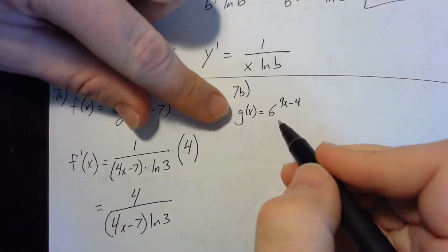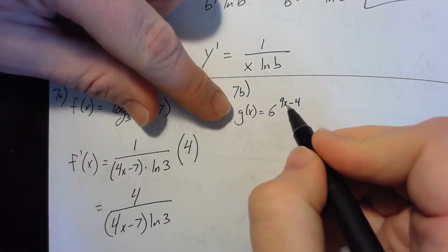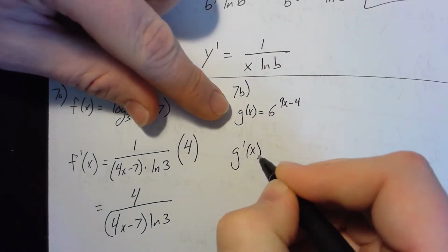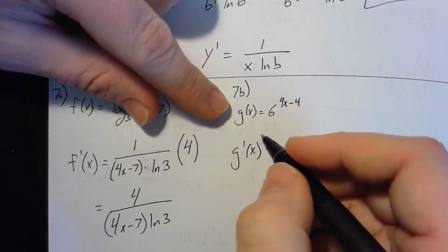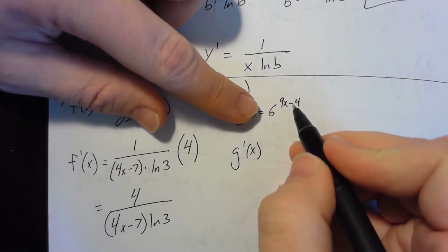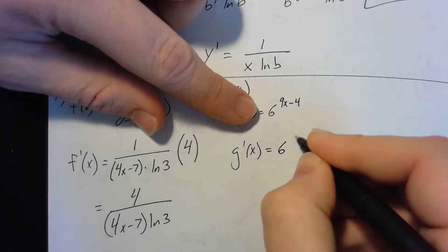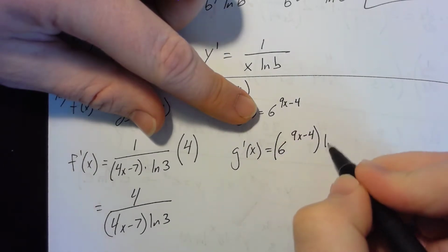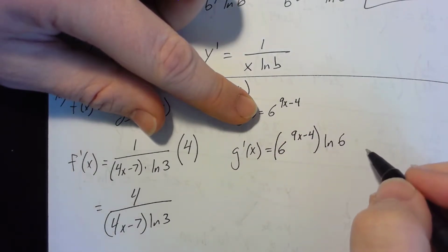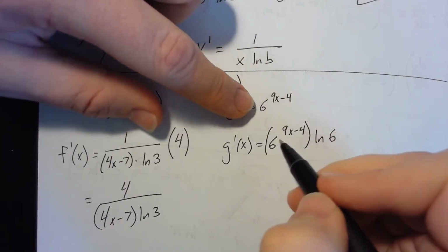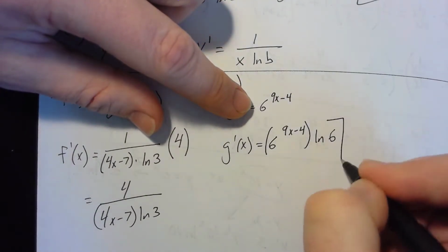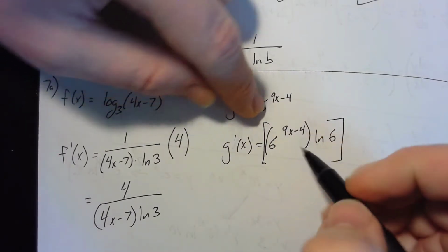If I look at this function over here, it is 6 to the power of 9x minus 4. Now again, let's recall, e to the x goes to e to the x. So the derivative of 6 to the anything is going to be 6 to that anything. And then don't forget we have an extra piece to tack on. It's the natural log of that base, 6. Okay, again, e to the x goes to e to the x, so 6 to the anything goes to 6 to the anything times the natural log of that. That is the derivative of 6 to the anything.